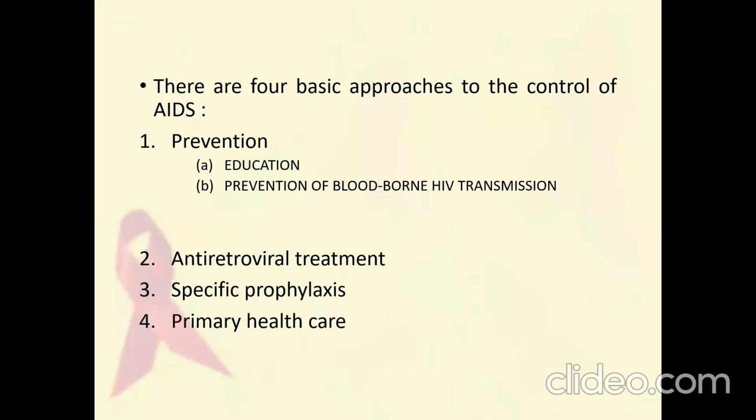Then prevention. So there are four basic approaches to control AIDS. First is prevention, which includes education, and prevention of blood-borne HIV transmission. Second is antiretroviral treatment. Third is specific prophylaxis. And last is primary health care.